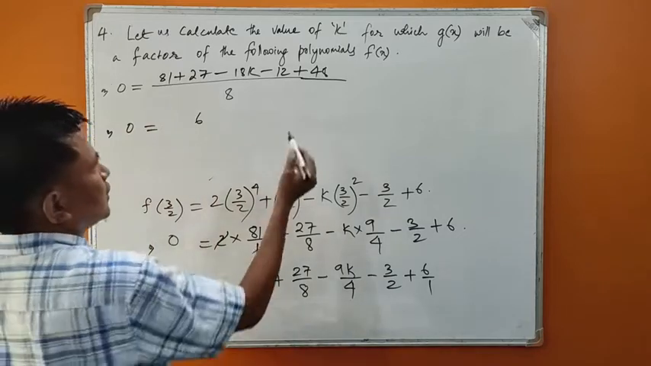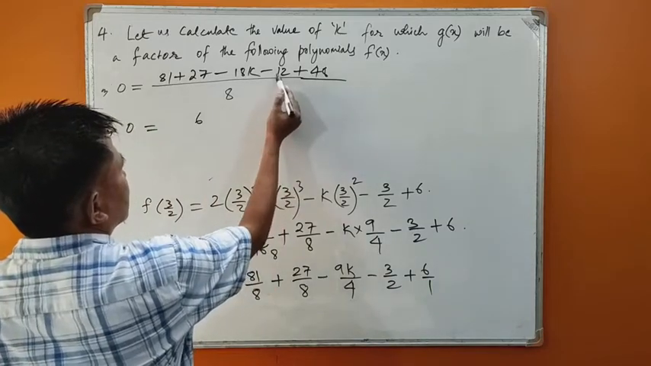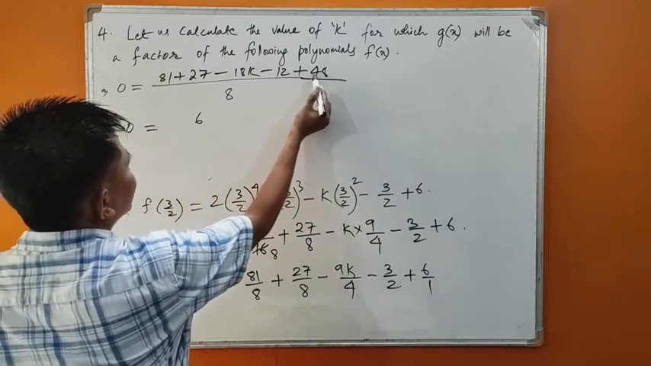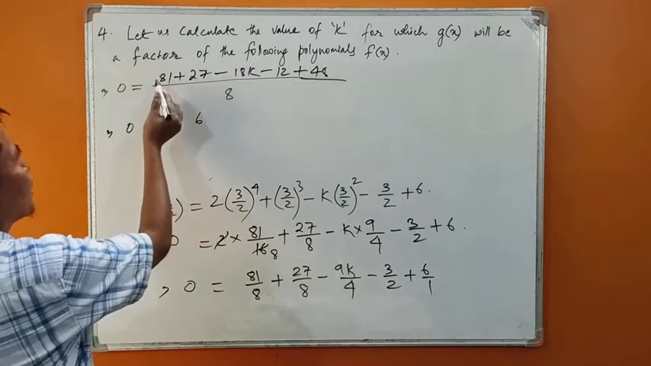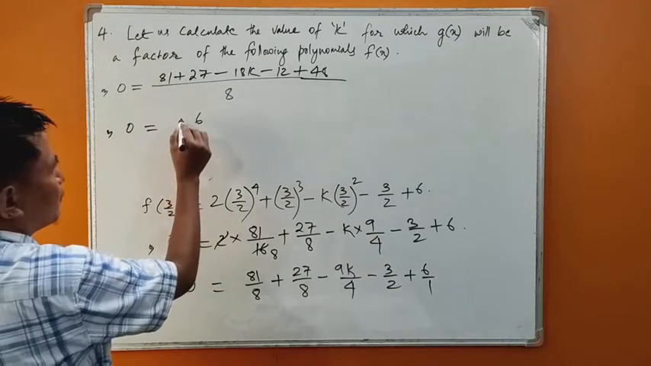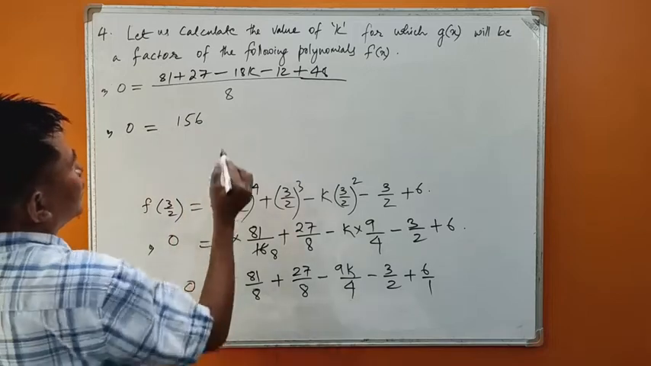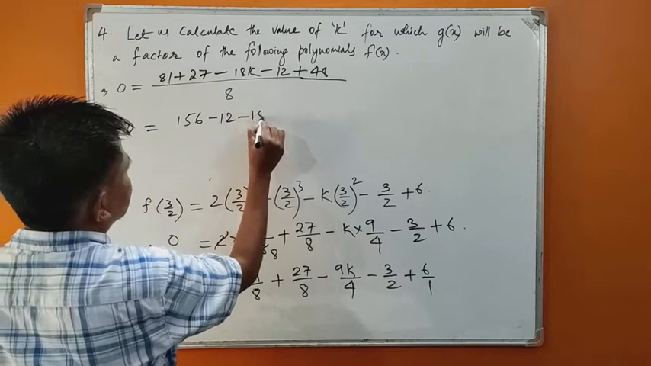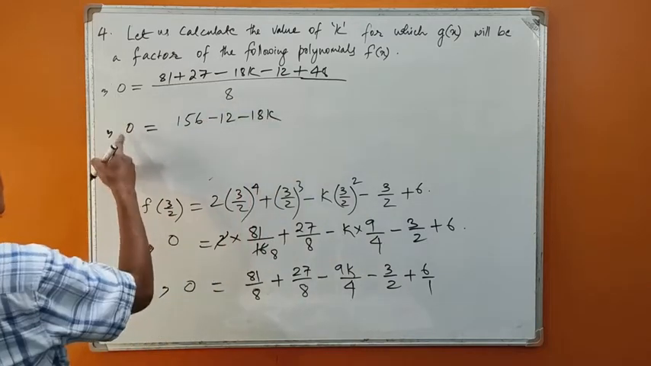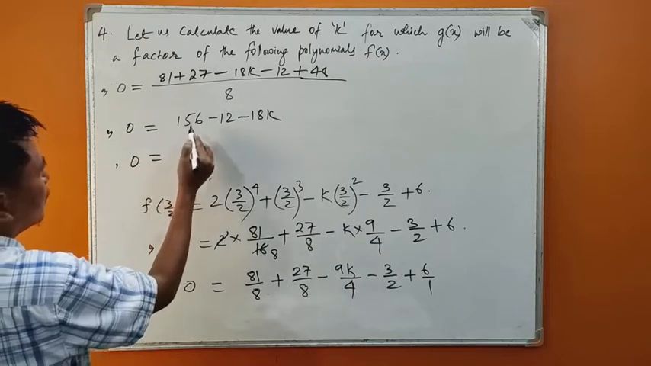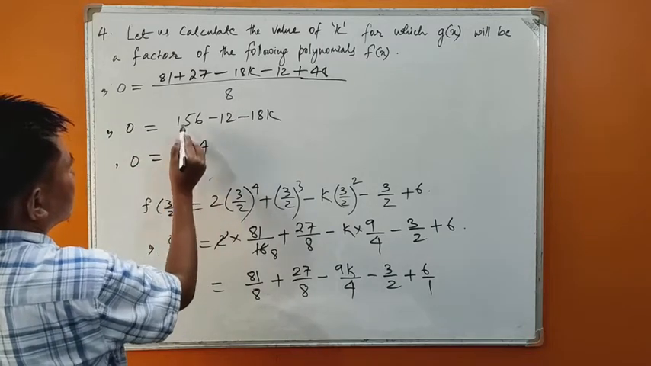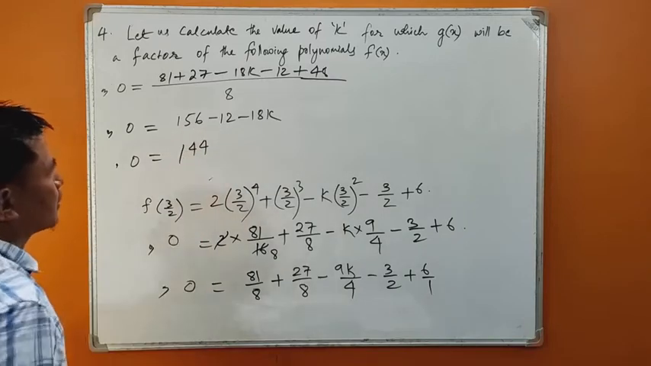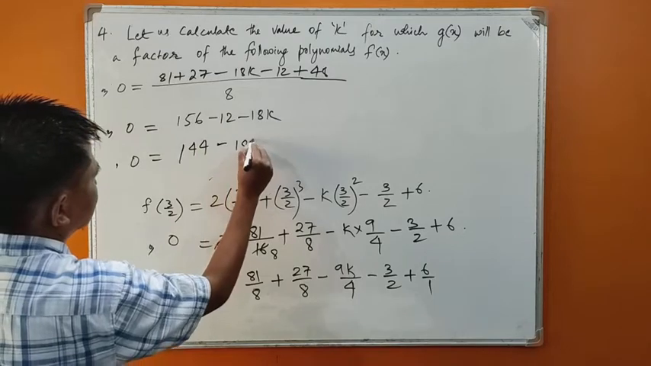16 means 6, 4 plus 1, 5. 5 plus, sorry, this is negative, isn't it? 4 plus 2, 6. 6 plus 8, 14, plus 1, 15. And we have this minus 12 and minus 18k, isn't it? So 8 into 0 is 0, or 0 equals 6 minus 2 is 4, 5 minus 1 is 4, and 1 comes here, minus 18k.